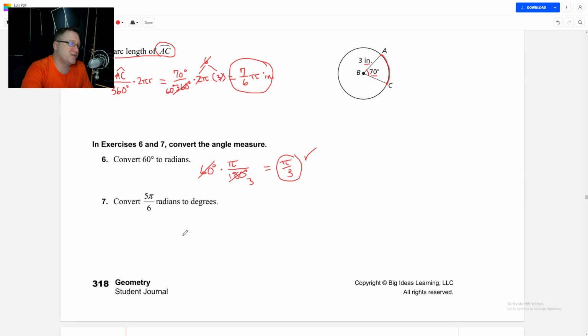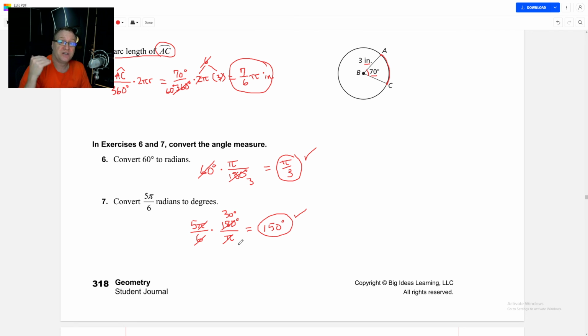And then 5 pi over 6, same problem we just did, but I'll do it real quickly over again. We want to convert it to degrees. To convert to degrees, we multiply by 180 over pi. And then we very quickly say the pi's are going to cancel out. 180 divided by 6 is 30 degrees. So we're left with 5 times 30 degrees, which is 150 degrees. So that's the answer there. That's how you convert from degrees to radians and radians to degrees.